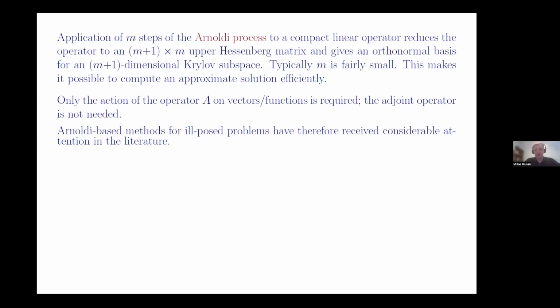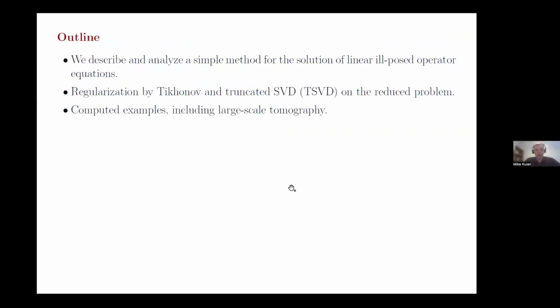The good side of Arnoldi is that only the action of the operator A on vectors or functions is required. We don't need to compute the adjoint operator, which can be a big problem. Arnoldi-based methods for ill-posed problems have broad application, and they have received strong attention in the literature.